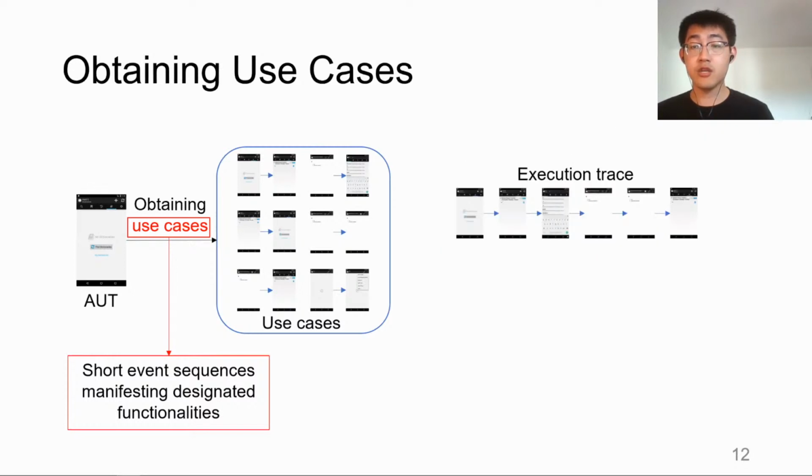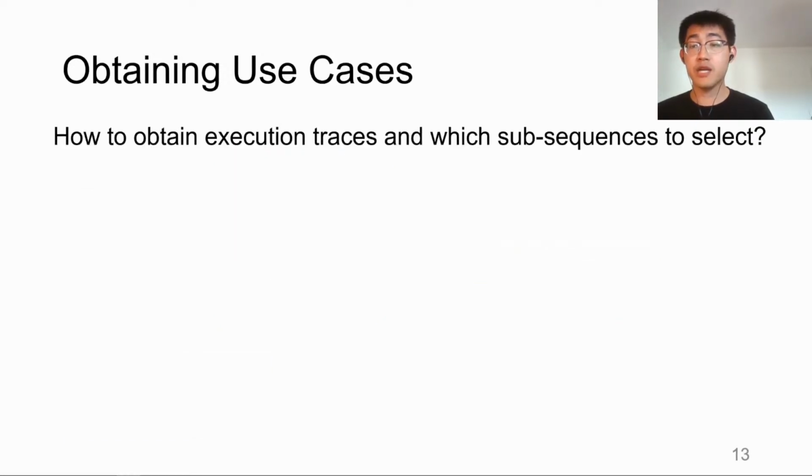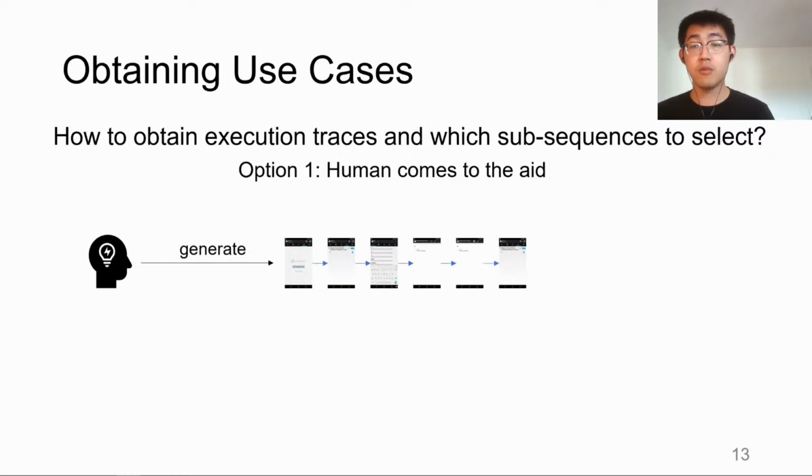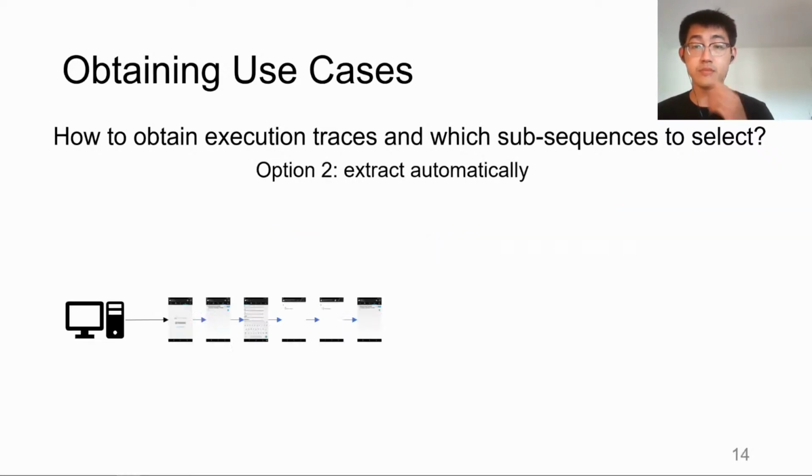Therefore, given an execution trace of the app, the event sequence of each subsequence beginning and ending at quiescent app states can be extracted as potential use cases. Now the question becomes, how can we obtain execution traces, and which subsequence of the traces we should select? The first option is that we can always turn to human for help. A human can use an app as normal to easily generate sufficient execution traces. Moreover, since a human can easily understand the semantics of the trace, he or she can quickly annotate the trace to select use cases for extraction.